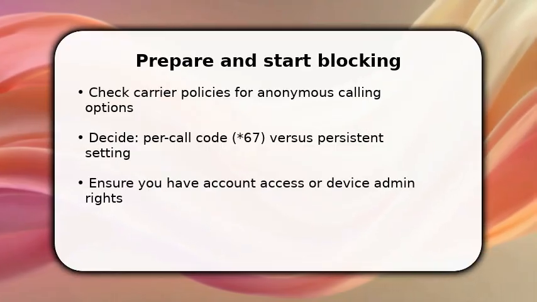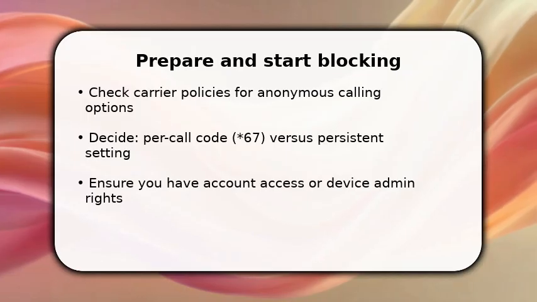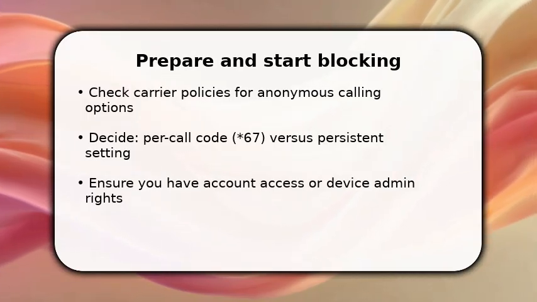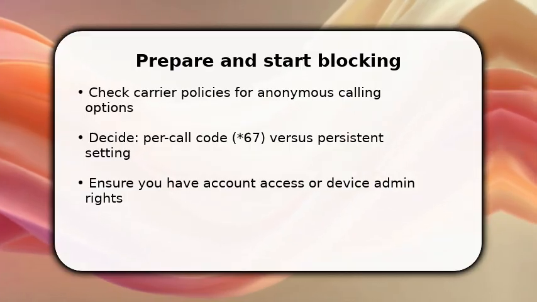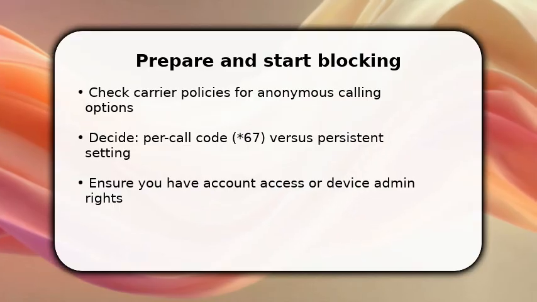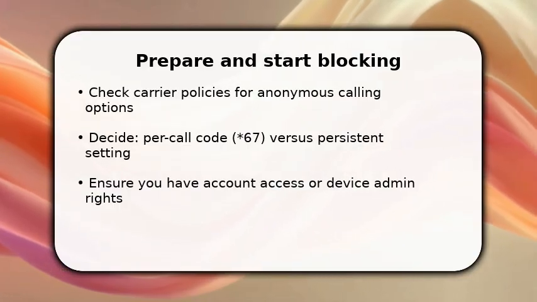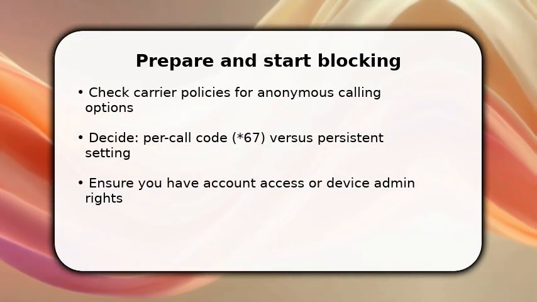You start by confirming what your carrier and device allow, since methods differ. Once done, choose between a per-call code like *67 or a persistent caller ID block in settings. Per-call hides only the next call, while persistent blocks all outgoing ID.